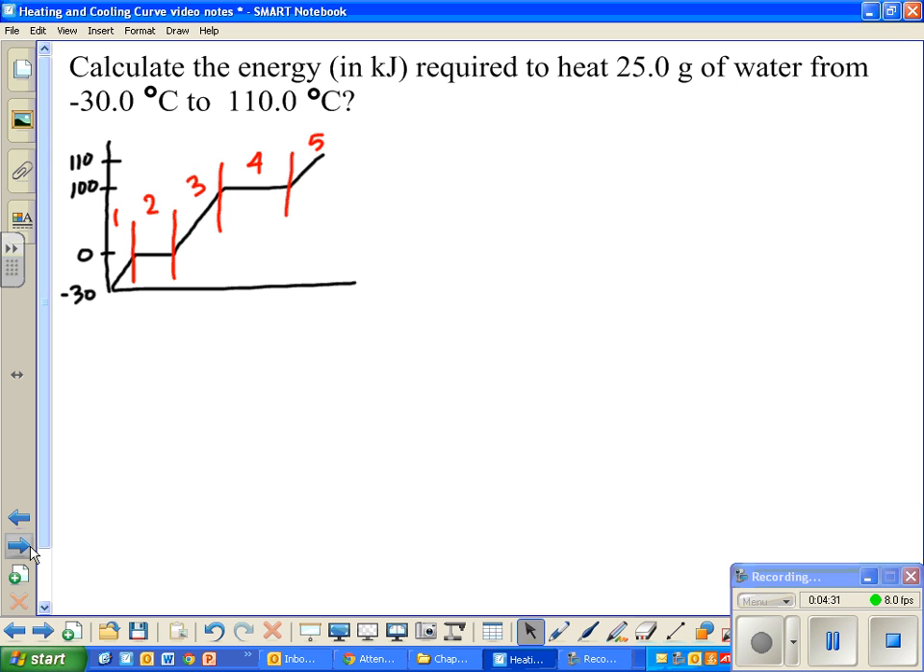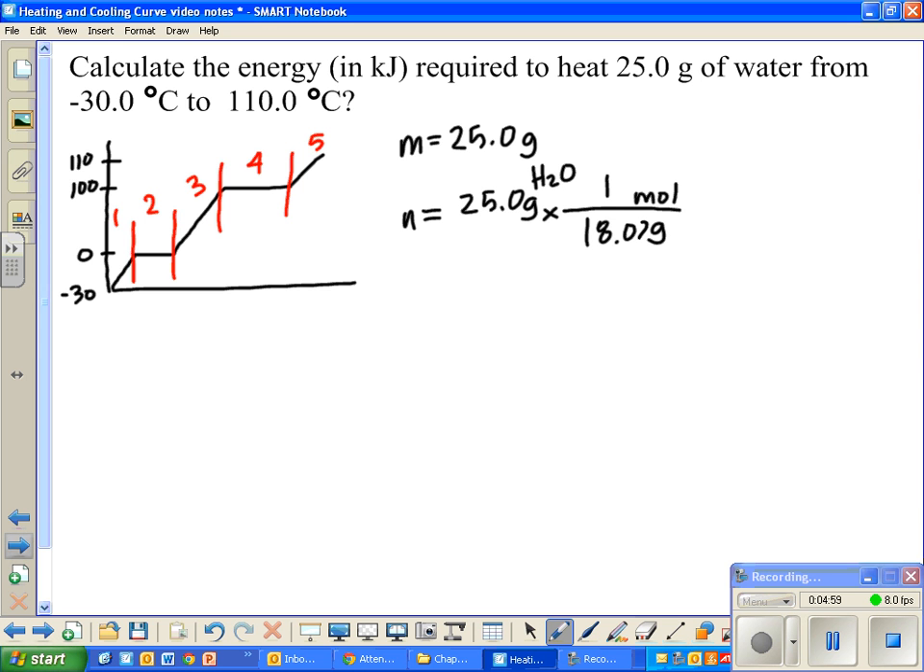So I'm going to write out some of my givens to help me out. My mass was given to me as 25.0 grams. I'm going to use mass in my specific heat equation, but I'm also going to need to know moles. So I'm going to calculate my moles right now, which is going to be 25.0 grams. I'm going to convert grams to moles. So for every 1 mole, we're talking water here, the mass is 18.02 grams per mole. So the moles are 1.39.